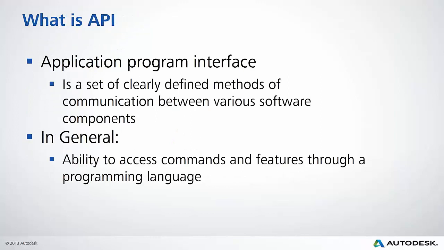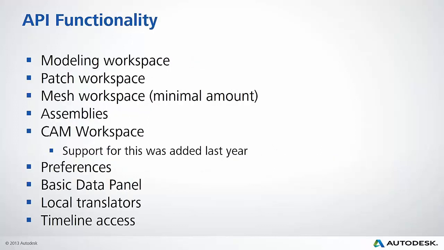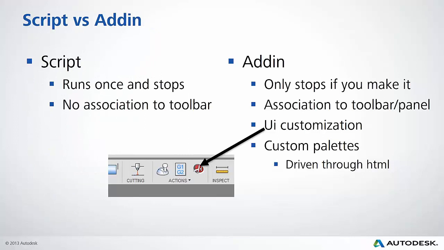So what is API? API is Application Program Interface, a set of clearly defined methods of communication between various software components. So in general, the ability to access commands and features through a programming language. I'm going to actually do this one first. Okay, so script versus add-in.